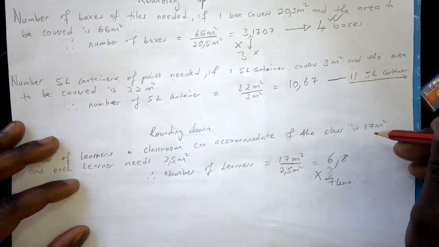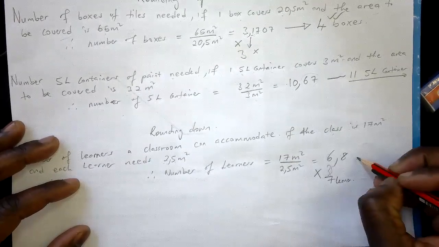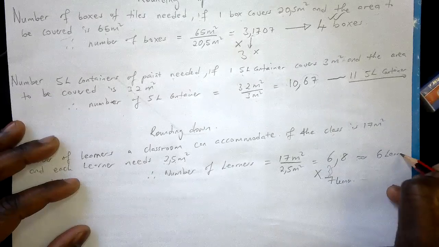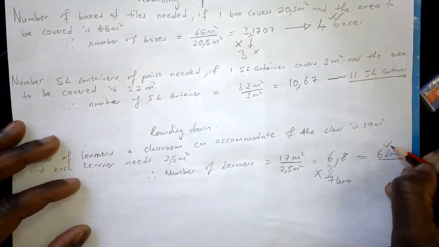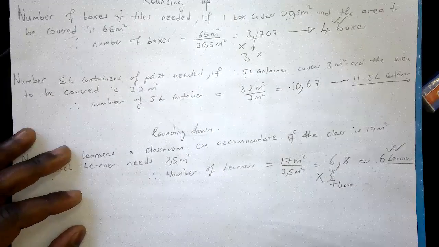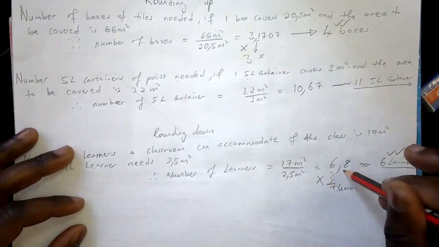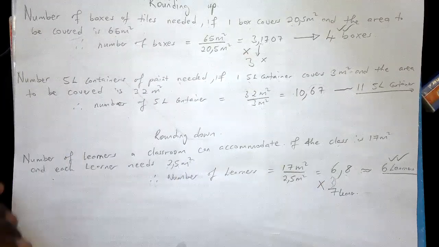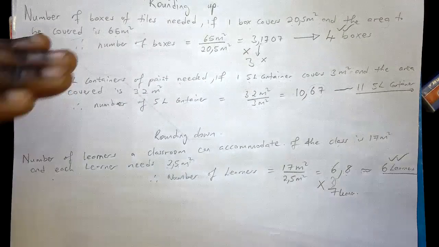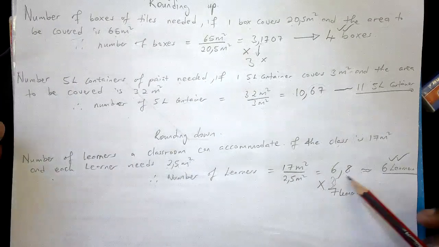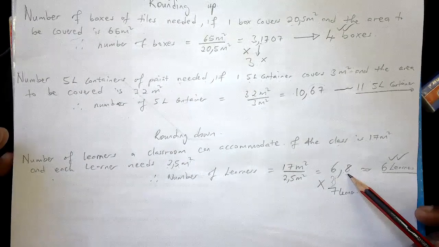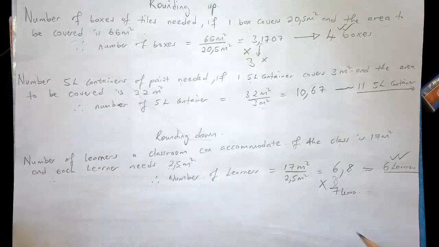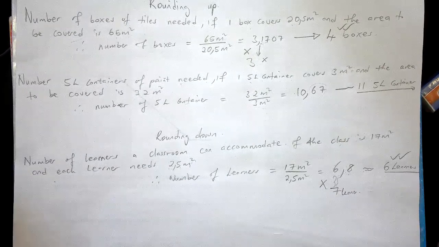So what must we do now? We must round down to 6 learners. Because the extra learner, the last learner, won't have enough space. It won't be 2.5 square meters. That's what this comma means. So you are forced to round down. Even though, according to rounding, we know you're supposed to round up here to 7, the situation that we have is not allowing us to do that.